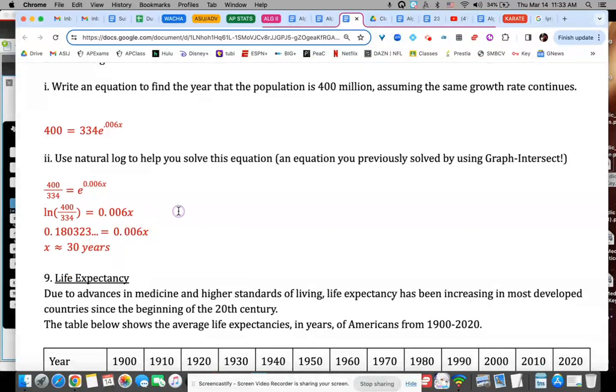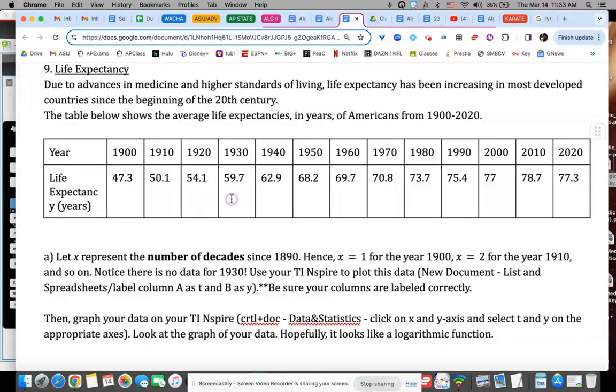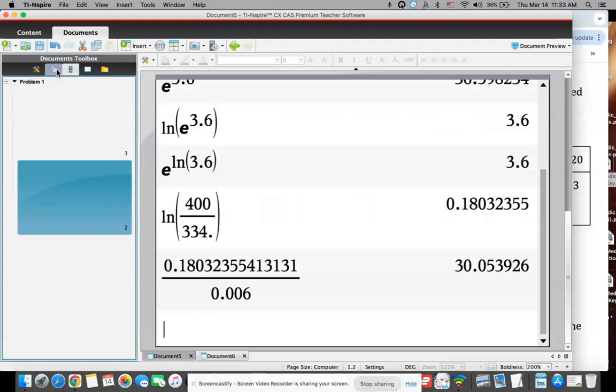Okay, isn't that way easier than trying to graph it and look for the intersection? I think so. All right, you got data. Now this is teaching you how to use your TI-Nspire a little bit. I went ahead and put this data into a spreadsheet so I could work with it and show you.